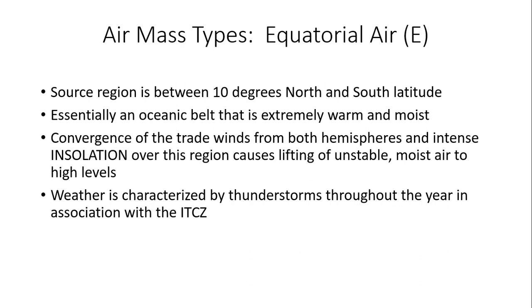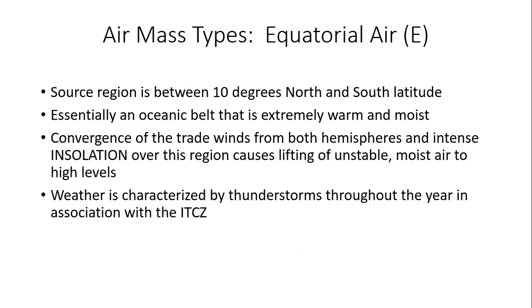Now, the convergence of the trade winds, or when the trade winds come together from both hemispheres, as those trade winds converge, the air rises. You get this intense insolation or incoming solar radiation. The sun is high above the horizon throughout the entire year. And as that heating occurs through the intense insolation from the sun, you're going to get lifting of unstable moist air to high levels, and thunderstorms are quite common. I saw a lot of cumulus, towering cumulus, and cumulonimbus thunderstorm clouds on previous visits to Guam, as an example.